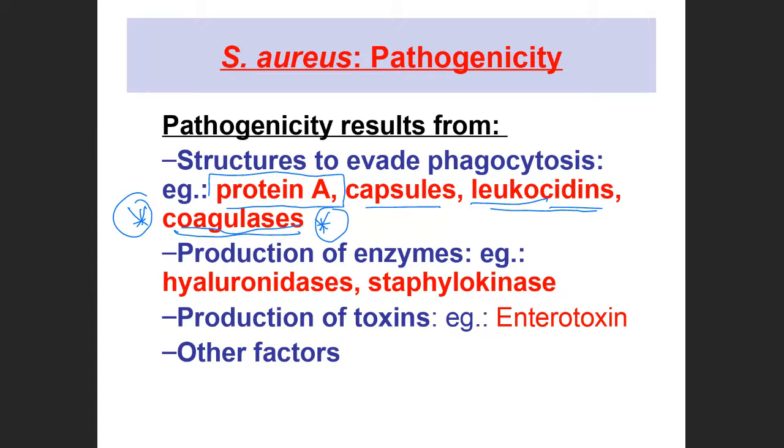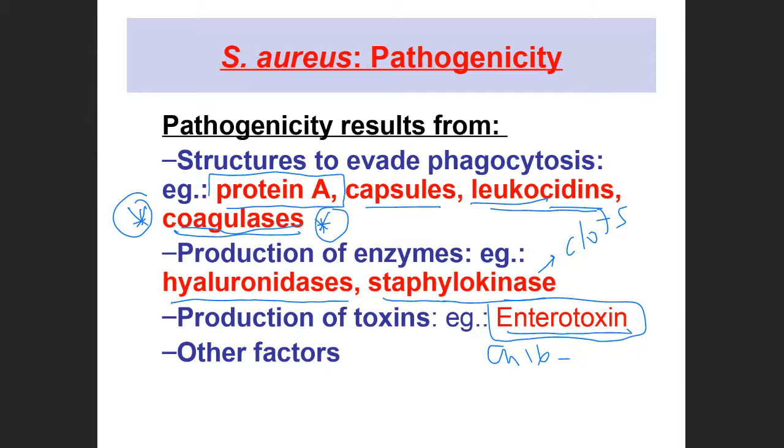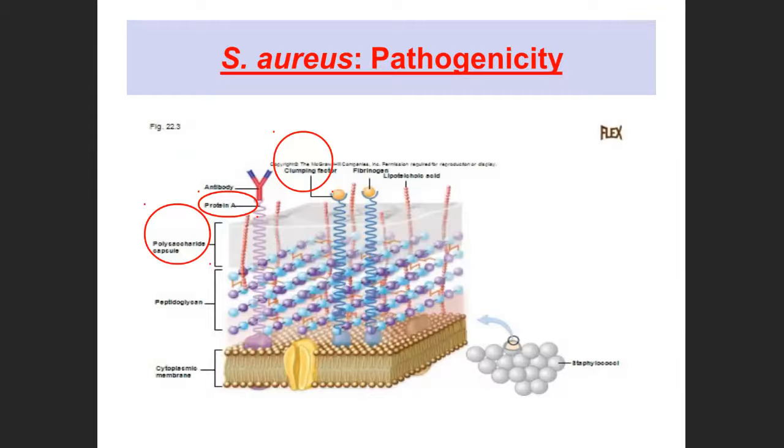You can also have hyaluronidases, and hyaluronic acid is a component of connective tissue, which means it can destroy connective tissue and invade deeper tissue. Staphylokinases, these are enzymes that create clots. And then some strains, many strains actually, have an enterotoxin, which we saw in chapter 16 as a form of exotoxin that was a superantigen and caused food intoxication. It's a very, very common toxin.